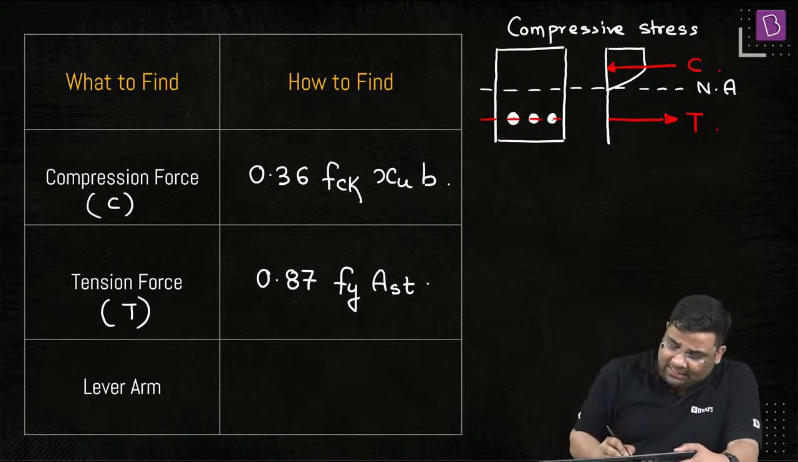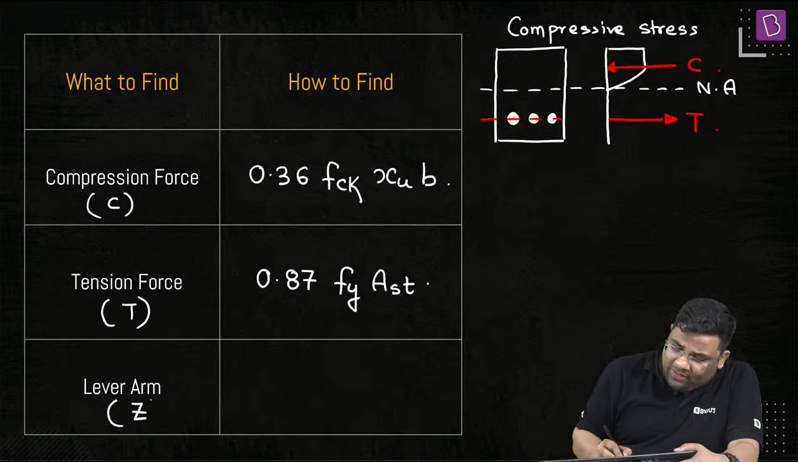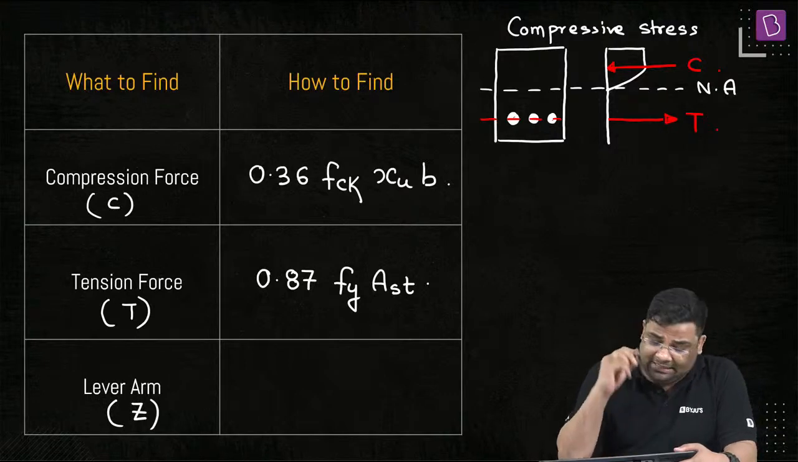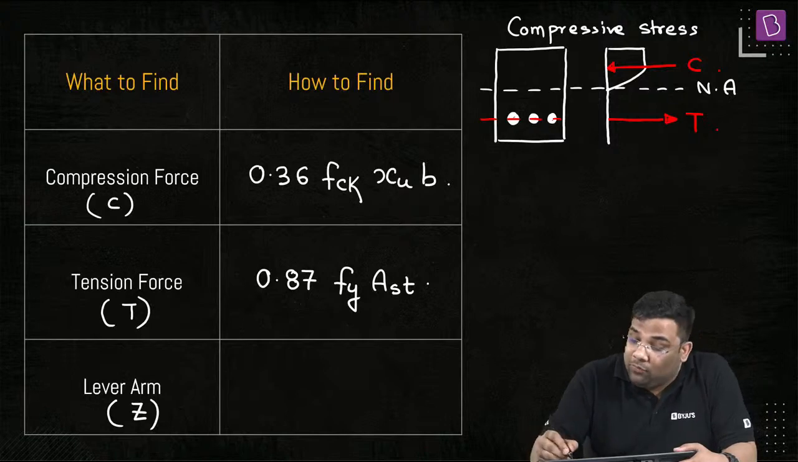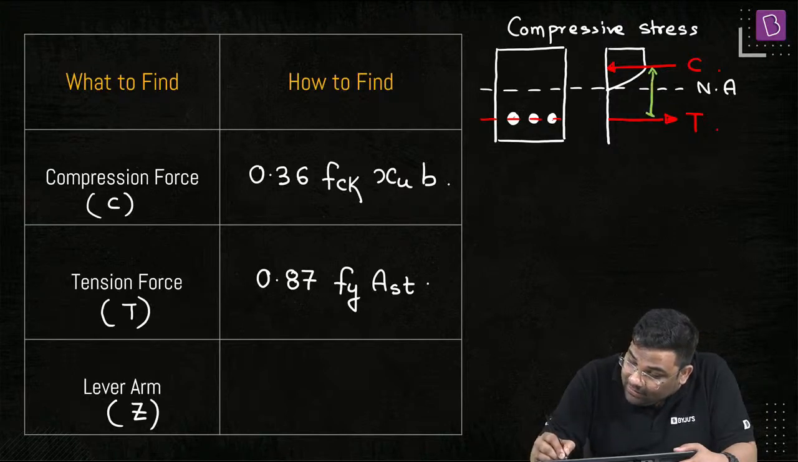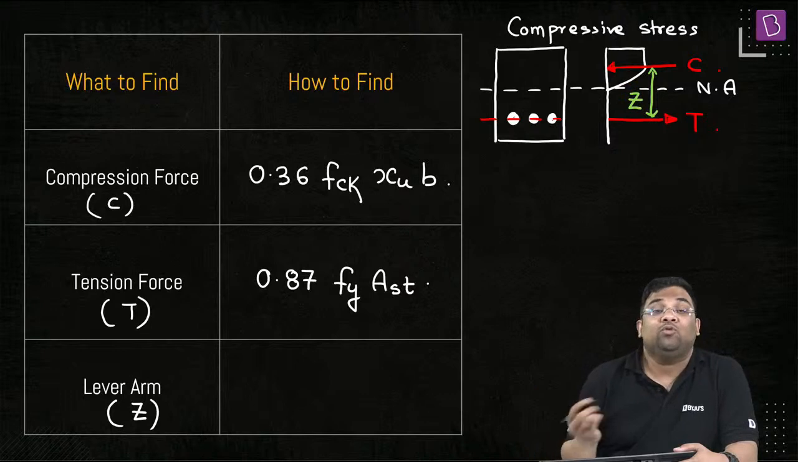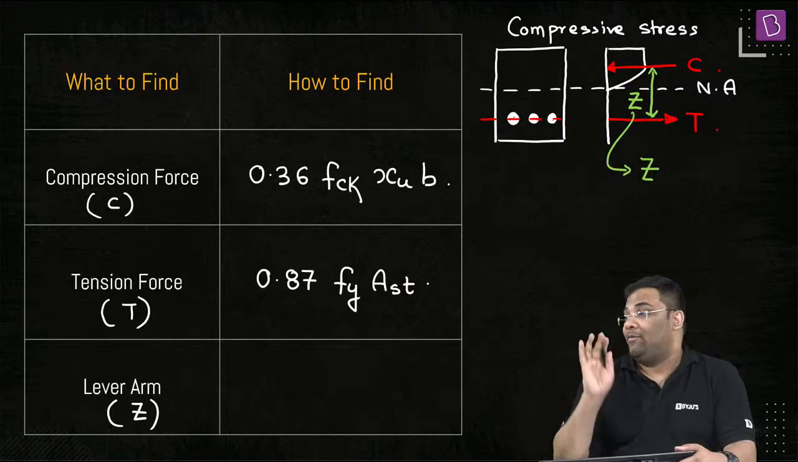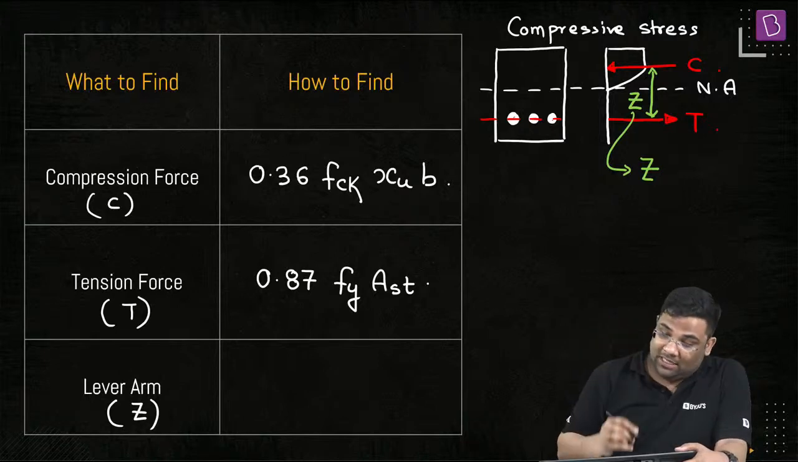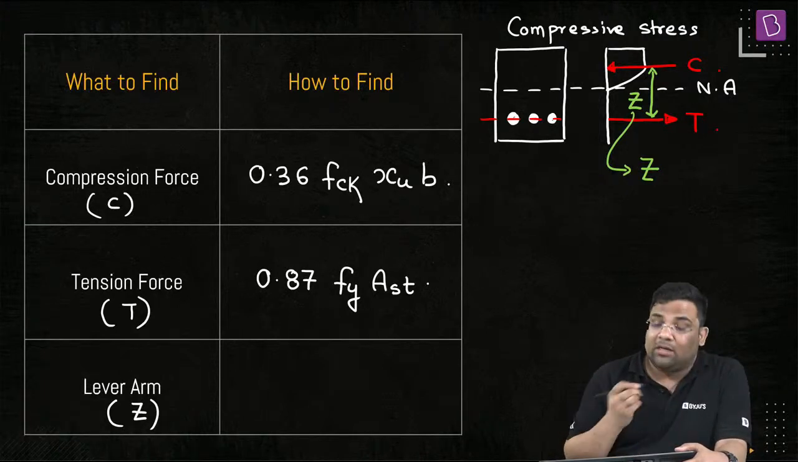0.87 Fy into Ast. Now the next one is the lever arm Z. What is this lever arm? The lever arm is the distance between the total compression force and the total tension force. This distance is the lever arm. And this lever arm Z, what can I say? It is the distance between the total compression force and the total tension force.